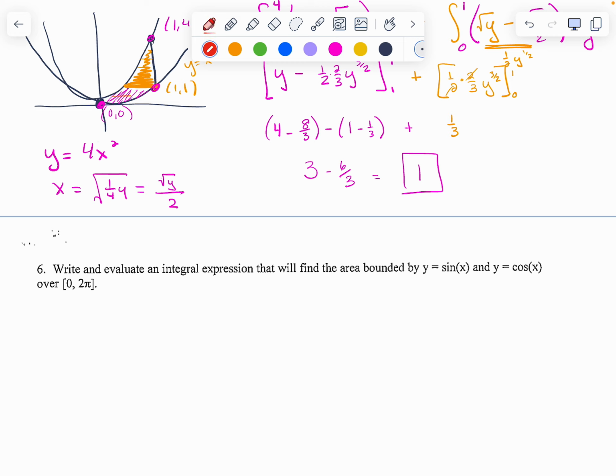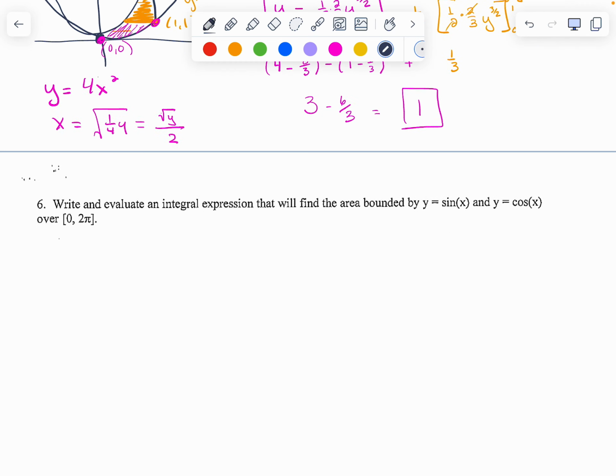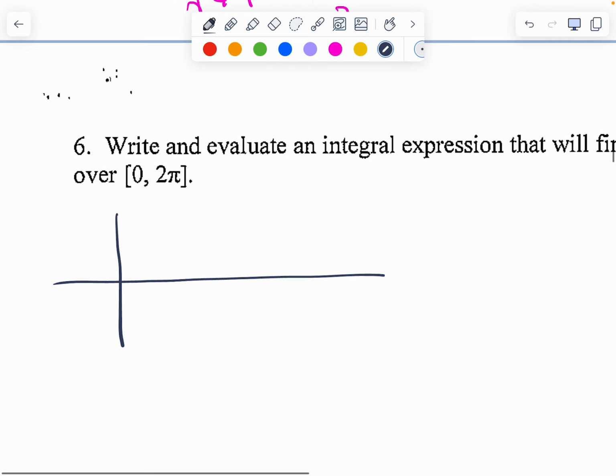Okay, so write and evaluate an integral expression that will find the area bound between y equals sine x and y equals cosine x over the interval from 0 to 2 pi. Okay, here we go. Let's draw a very good graph. Here's 2 pi. Here's pi. This is 1, and this is -1.